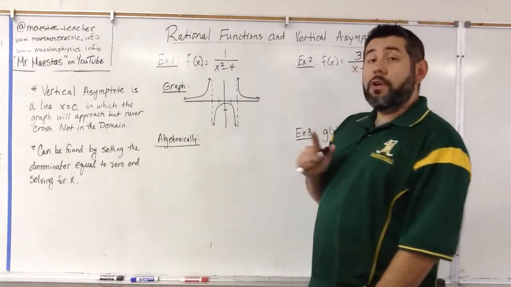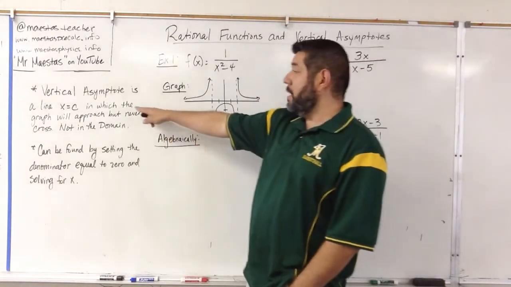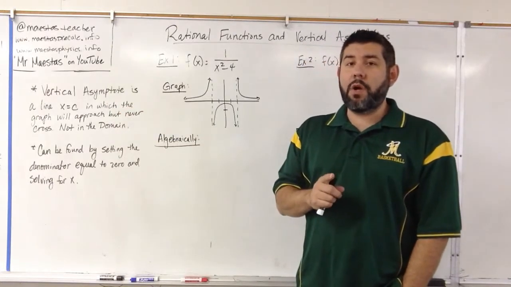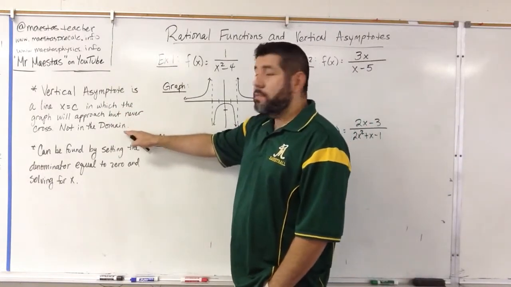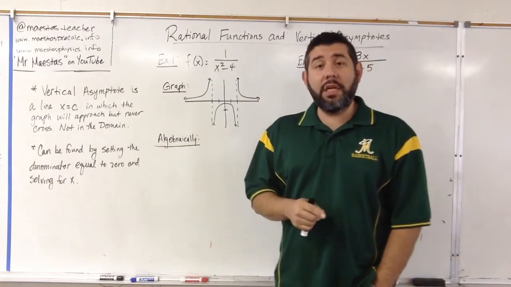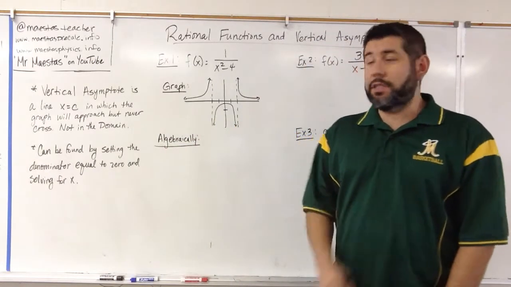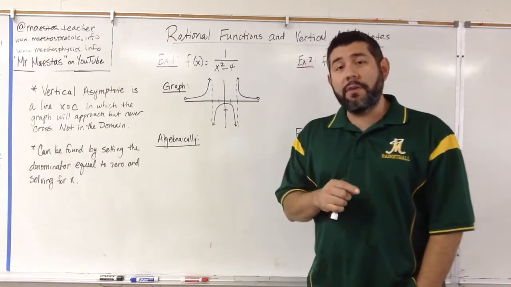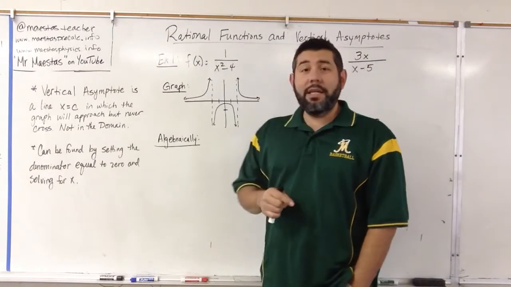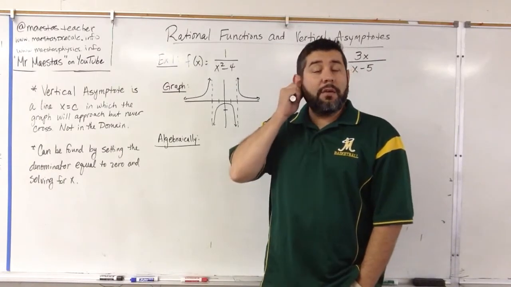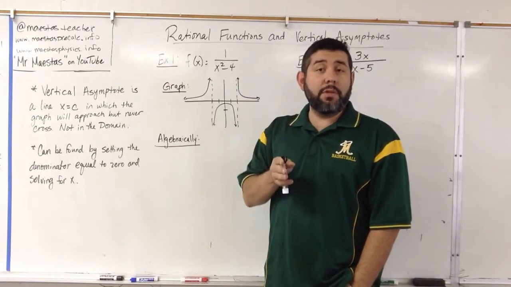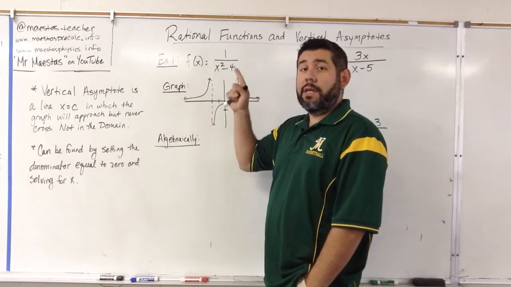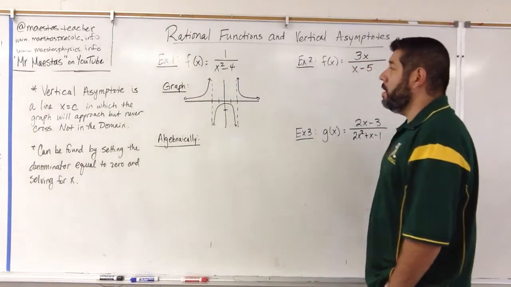So, for vertical asymptotes, it's a vertical line, x equals c, which the graph will approach, but it will never cross. This is because that line, x equals c, is not in the domain of the function. We can find that by taking the denominator of any rational function and setting it equal to 0 and solving for x. If we have something else that has a vertical asymptote that's not rational, we need to do some other things. But in this case, we're just dealing with rational functions. So let's take a look at one.